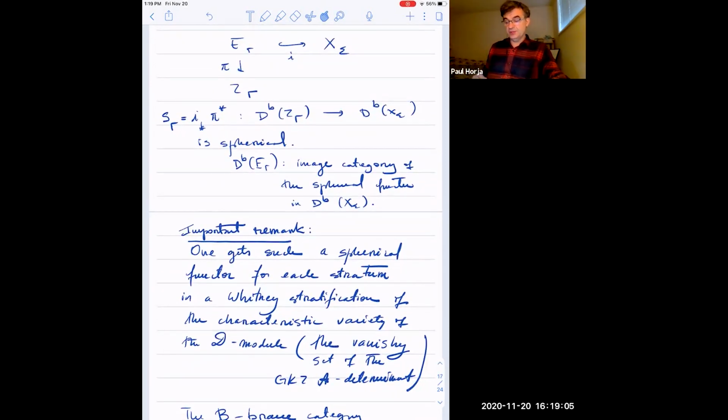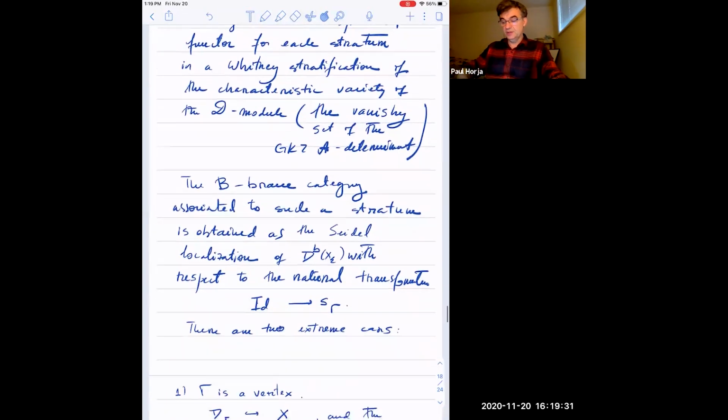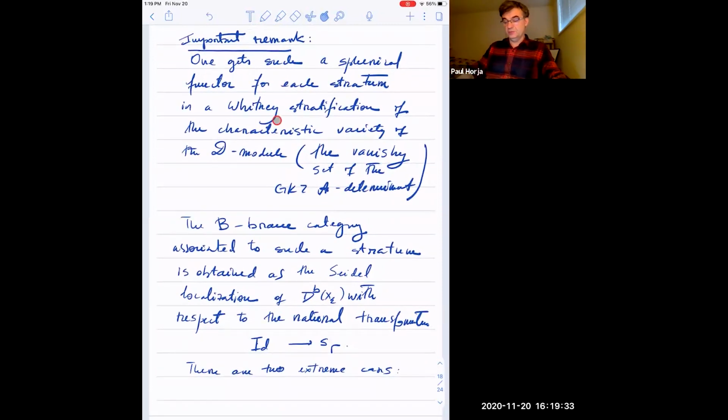So the picture that we're going to see is that we have Z gamma, as I said. E gamma is the exceptional locus, and it's embedded in the ambient toric Deligne-Mumford stack, and the spherical functor that we expect is the natural composition of these two functors. So the remark is that we expect to get such a spherical functor for each stratum in the Whitney stratification of the characteristic cycle.